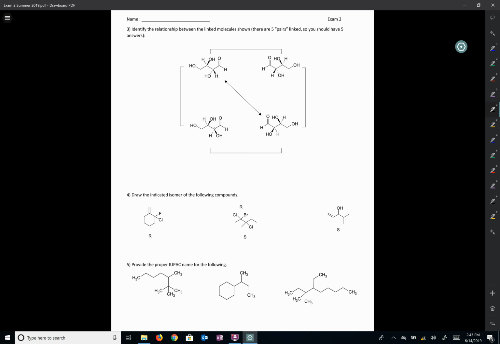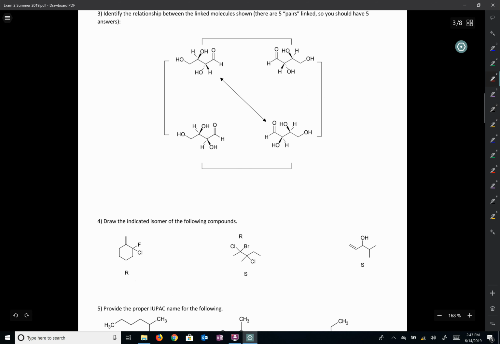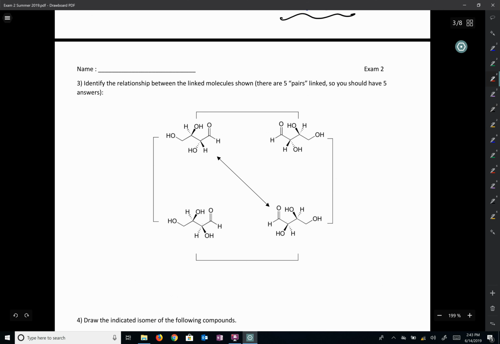All right, so looking at page 2 here now from exam 2 from the summer semester. Question 3 asks us, what are the relationships between these molecules? And it says there's 5 linked pairs, right? So we should have 5 answers. There's a couple ways to approach this problem.